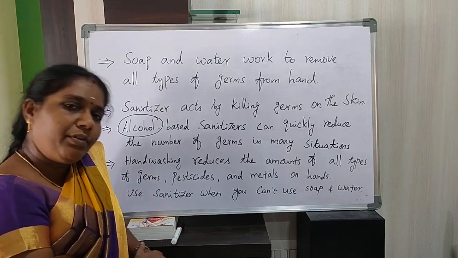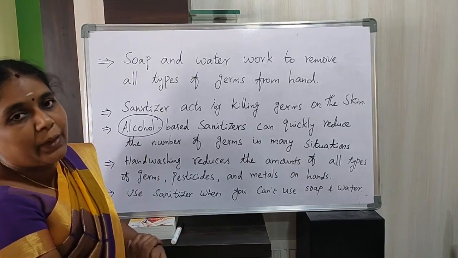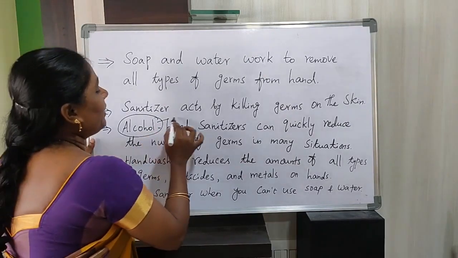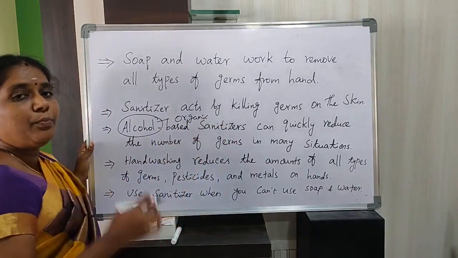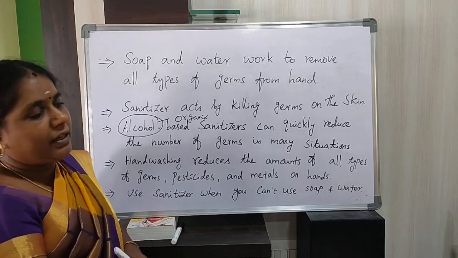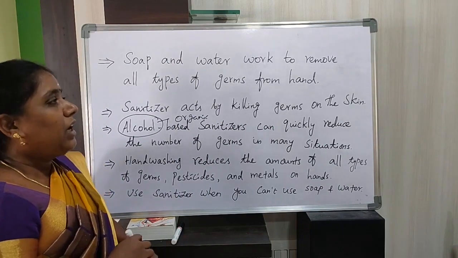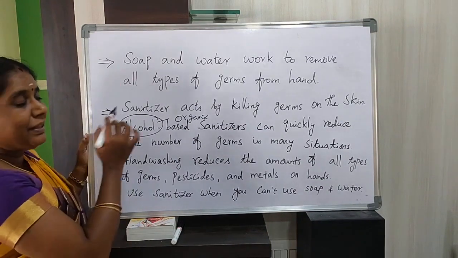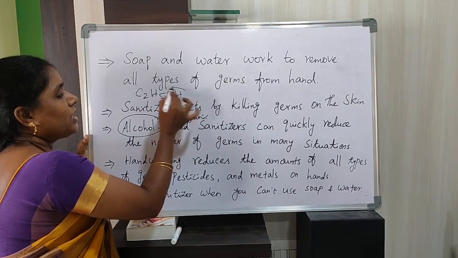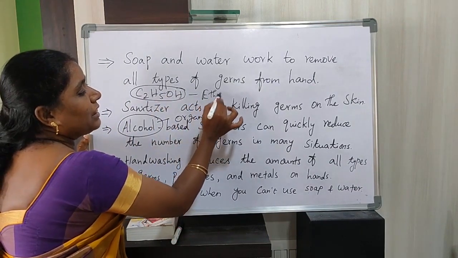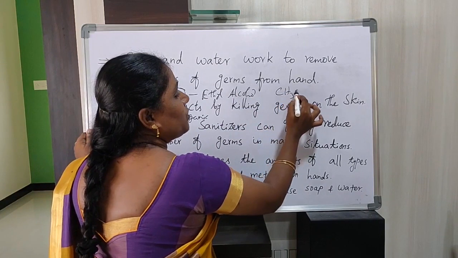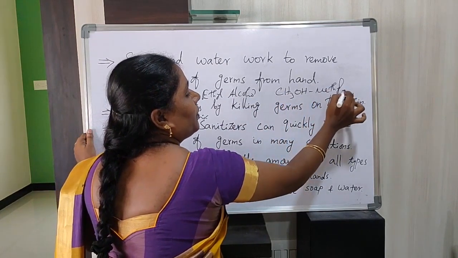In your 10th standard you will learn about alcohol in your carbon and its compounds lesson. Just now I will inform you, alcohol is one of the organic compounds. Do you know what is an organic compound? It is a chemical substance made with the help of carbon, so it is a carbon compound. Mostly you know ethanol and methanol, ethyl alcohol and methyl alcohol. C2H5OH is the formula for ethyl alcohol, and this other one we call methyl alcohol or methanol.